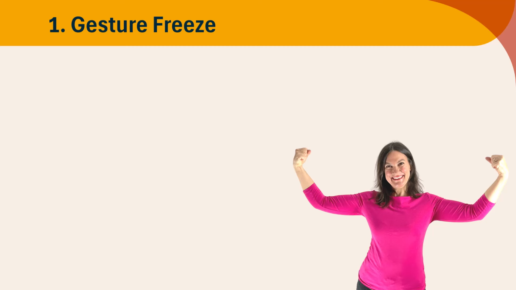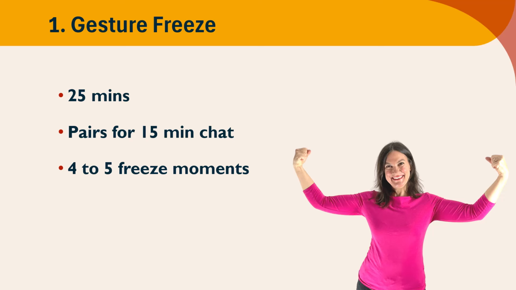Gesture freeze, activity number 1. You can allow 20-25 minutes for this activity, and I would start by putting people together in pairs, and they're going to talk for 15 minutes. During that 15 minutes, you as the training facilitator or the manager running this training, you're going to ask them to freeze 4 to 5 times during that 15 minutes.